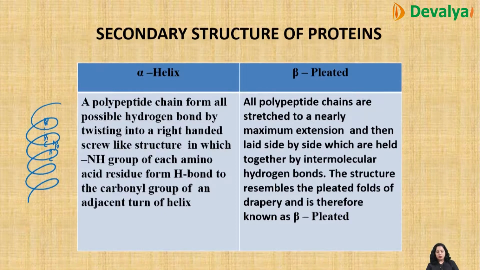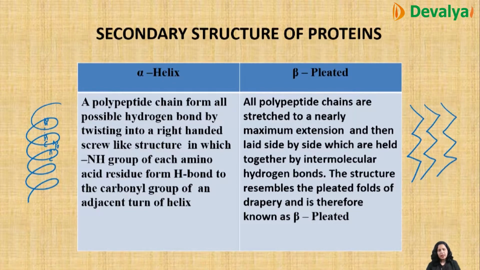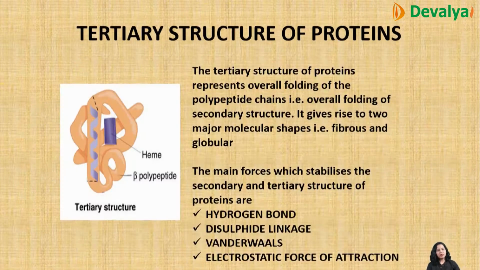Then there is the beta pleated sheet structure. All the polypeptide chains are stretched and laid side by side like this. This is like the pleated fold of drapery, where all the NH is on one side and all the carbonyl on the other side. And the NH from one side and the carbonyl from the other side form hydrogen bonds. So, this way they are connected. I am reading it: all the polypeptide chains stretched to the maximum extension, laid side by side, held together by intermolecular hydrogen bonds, and these resemble the pleated folds of drapery. That is called a beta pleated sheet.